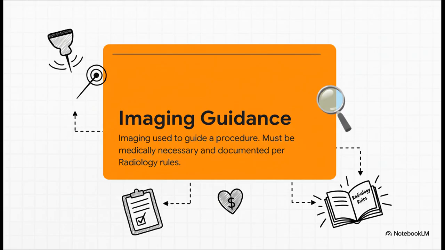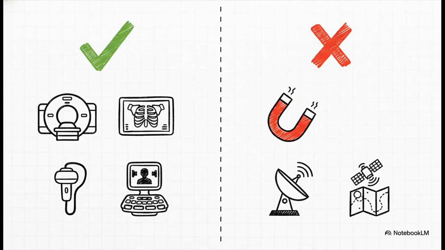But there are a few conditions. It has to be medically necessary, it has to be documented properly in the report, and you need to follow the rules that are laid out in the radiology section guideline. But here's a really common trap you need to avoid. The term imaging guidance in CPT land refers to very specific things like fluoroscopy, ultrasound, or CT scans. It does not apply to other kinds of tracking systems like electromagnetic or radar localization. That's a super important distinction to remember.